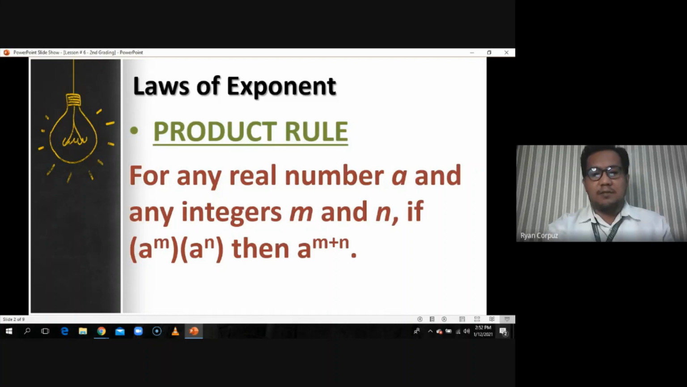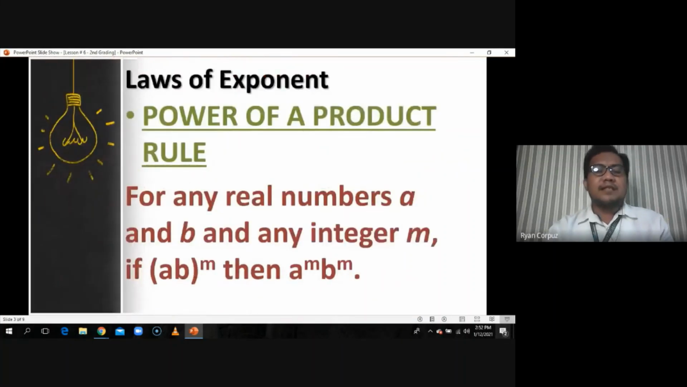So next law of exponent is the law of exponent for power of a product rule. So that law of exponent for power of a product rule states that for any real numbers a and b and any integer m, if (ab) quantity raised to m, then it will become a raised to m, b raised to m. What happened there?